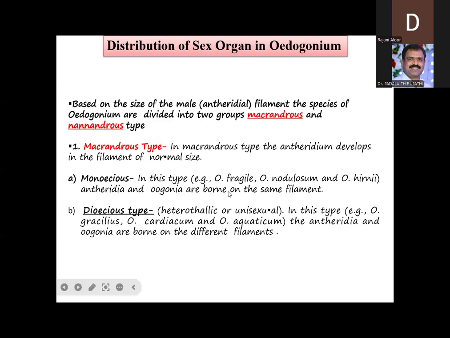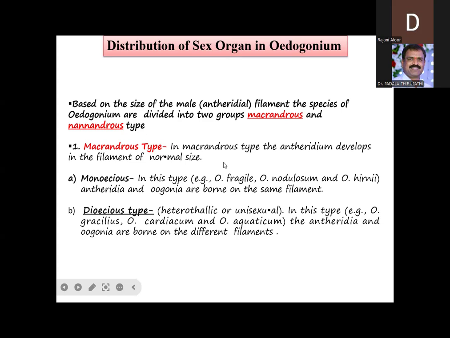Antheridia and oogonia are borne on the same plant, that is monoecious. Where the dioecious species are there, antheridia and oogonia are produced on separate male and female plants of normal size. Macandrous means normal size of antheridia, remember that. Monoecious means male and female are produced on the same plant. Dioecious means different male and female plants. This is also heterothallic or unisexual. Examples of this type: Oedogonium gracilus, Oedogonium cardiacum, Oedogonium aquaticum. Memorize these names by heart.